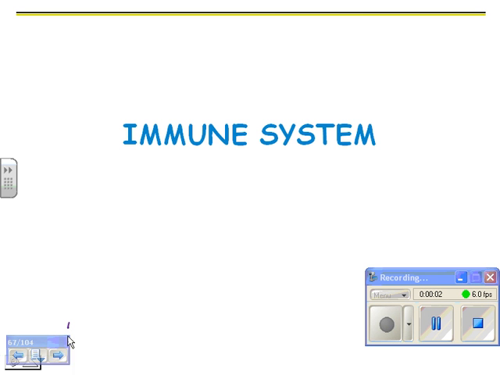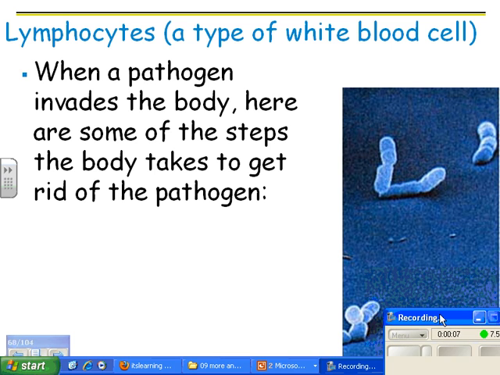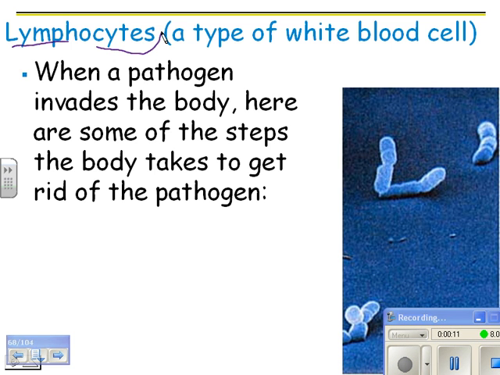The immune system. I'm going to go over a very, very brief summary of the immune system. Lymphocytes. So cyte means cell. A lymphocyte is a type of white blood cell.